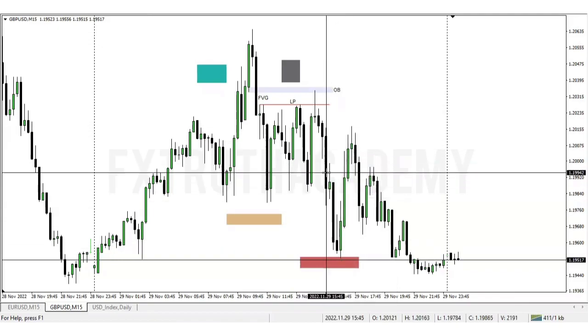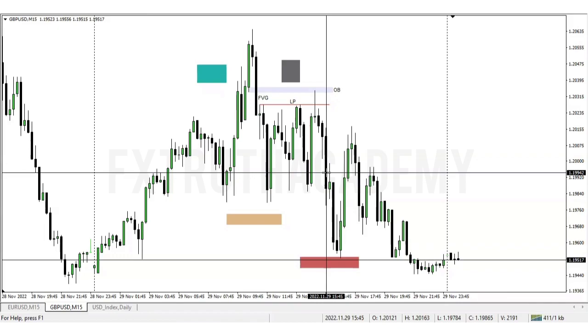And why is this so? It's because the pair we are looking at here is the Pound USD. The USD is the USA currency, and so the New York kill zone is going to really influence this particular pair we're trading.